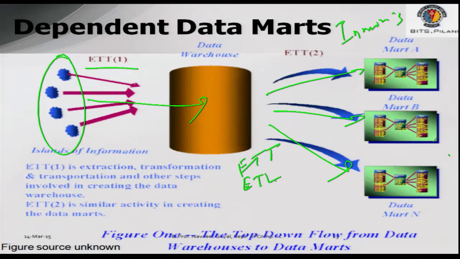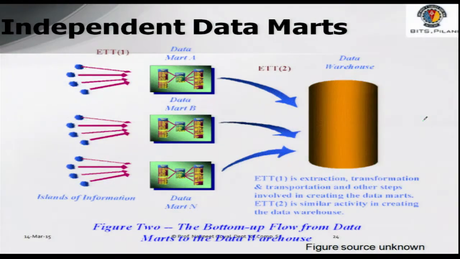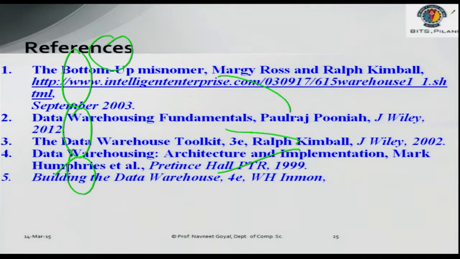So now let me move to the next slide. Yeah, so clear. So here you can see, these are independent data marts. Independent because they are directly drawn from the source systems. So then we have again ETT, and then once the data is in the data marts, I integrate them into a data warehouse. So that's the difference. And these are some of the references that I've kept, so you can have a look at these references, mostly from the textbook and some of the reference books.